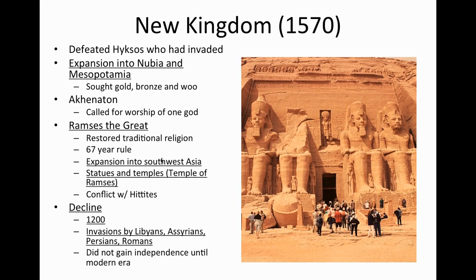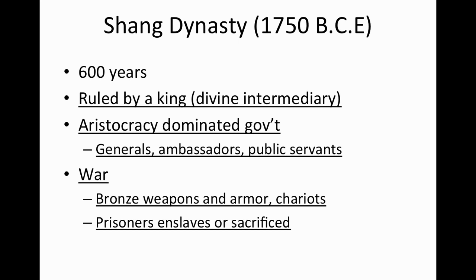He is going to expand the size of Egypt into southwestern Asia. He's going to build statues and temples based on his likeness. Again, there's some urban planning or use of government power to build something. Eventually, the New Kingdom would decline, and this would be the last time Egypt would be independent of someone else's rule. Different groups like the Persians and Romans would eventually take over, and they really wouldn't gain any independence until the modern era. All right, let's go to government structure in China.